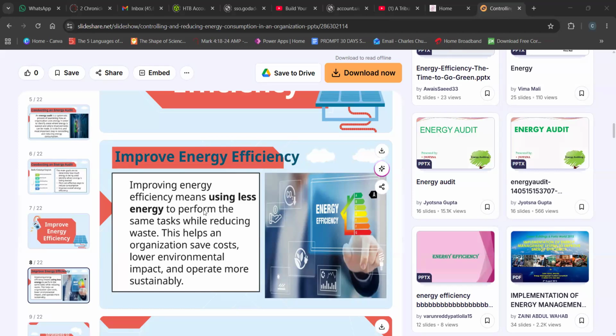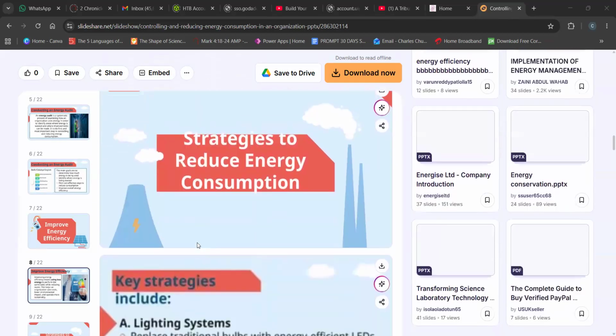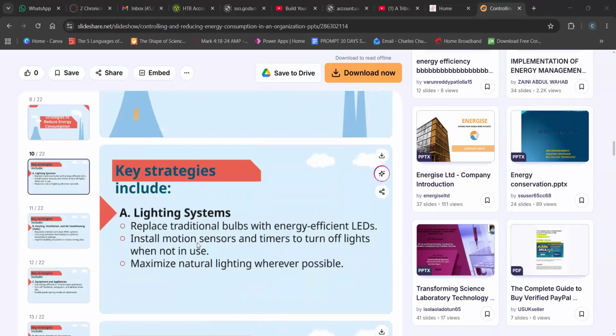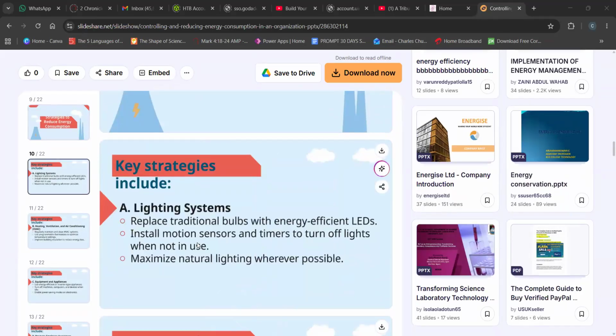Do you understand the concept of energy efficiency? Yeah. Okay, at least it sounds familiar, right? So I think this is referring to what you said earlier, the strategies, the ways we can actually improve our energy efficiency. First off, lighting systems.